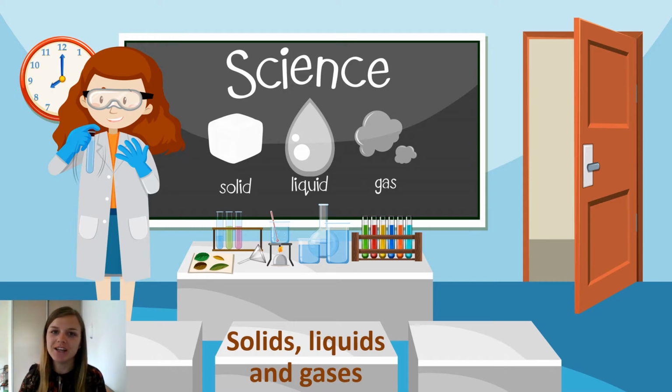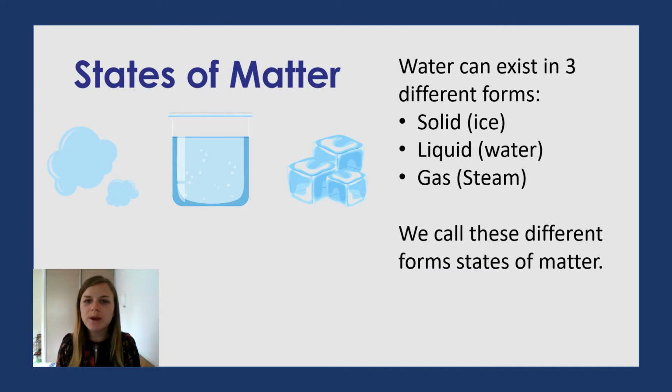Today we're going to be learning about solids, liquids and gases. So when we're talking about solids, liquids and gases, what we're talking about is the different forms we can find a substance. Now a substance can be anything. It can be something like chocolate, it can be something like water, milk, anything along those lines is a substance.